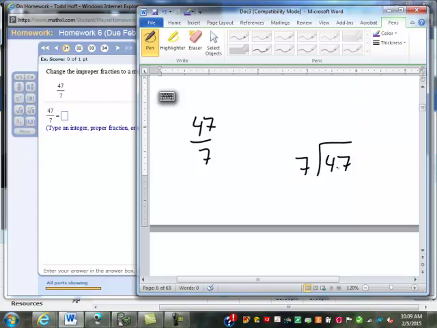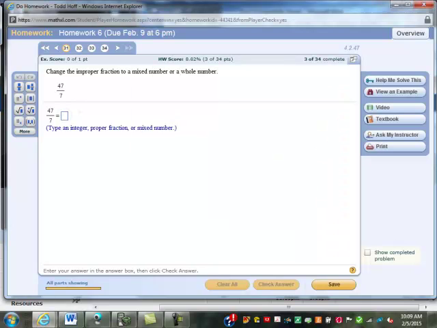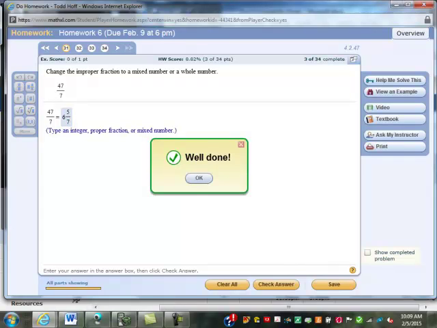So I always do it out long division with the remainder. 7 goes into 47 6 times. 6 times 7 is 42. That leaves us with 5 left over, so it is 6 5/7. Now entering that can be kind of tricky. You do 6, and then you do the fraction template, 5, arrow down, 7, and yay.